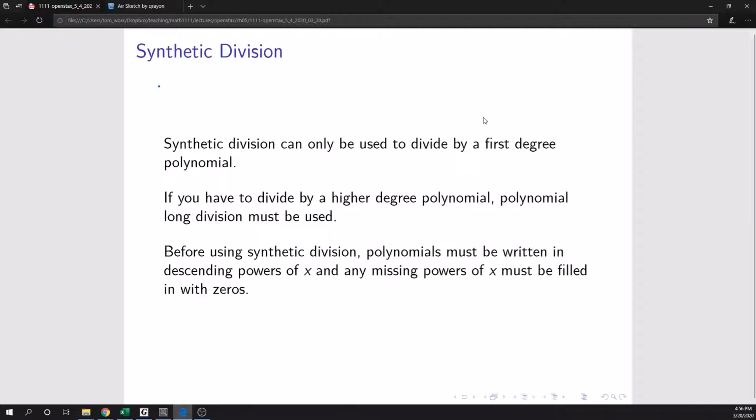The thing is that synthetic division can only be used to divide by a first degree polynomial. So, for instance, those last two examples that we did in the polynomial long division video cannot be done using synthetic division. So you don't have any choice if you want to do that division.